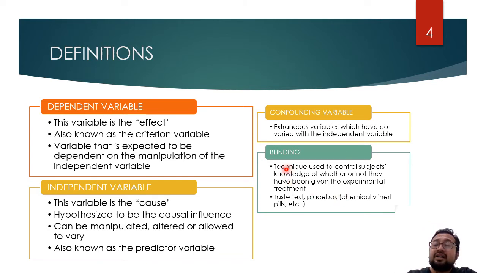Blinding adalah blind daripada perkataan tak nampak atau buta. Technique used to control subjects' knowledge of whether or not they have been given an experimental treatment, taste test, placebos or chemically inert pills. So blinding ni adalah kita untuk mengawal kalau seseorang tu tahu dia adalah untuk digunakan dalam eksperimen, so dia akan berubah dia punya cara latihan dia ke ataupun cara pemakanan dia sebab dia tahu dia akan impact kepada outcome. So selalunya kita tidak tahu dia masuk dalam grup yang mana satu. Kita tidak explain what kind of group dia akan masuk.